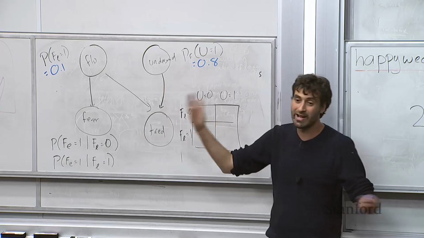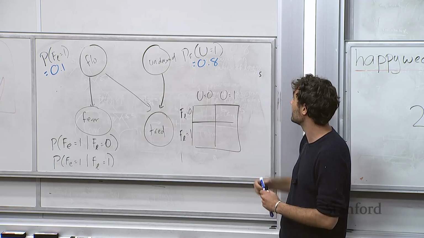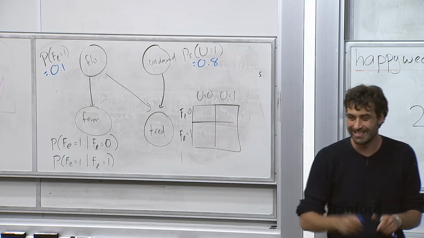So what's the probability of somebody being an undergrad walking into Vaden? And Vaden says 80% of the people we see are undergrads. Yes?